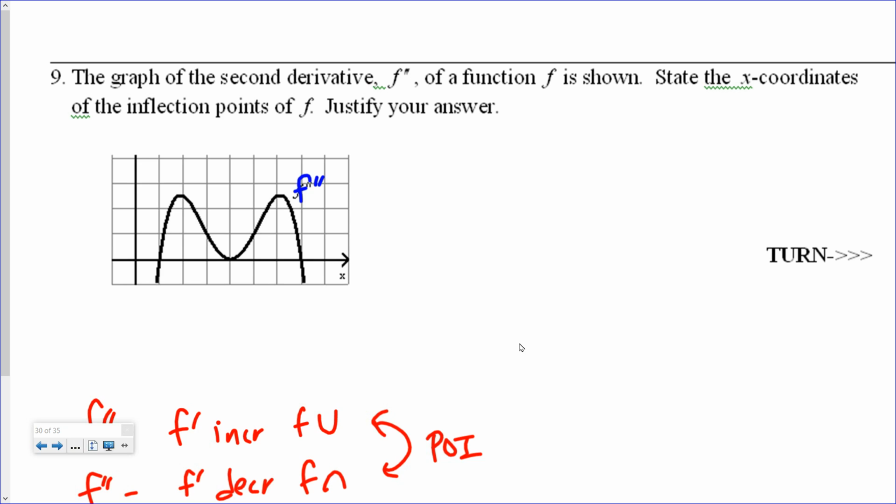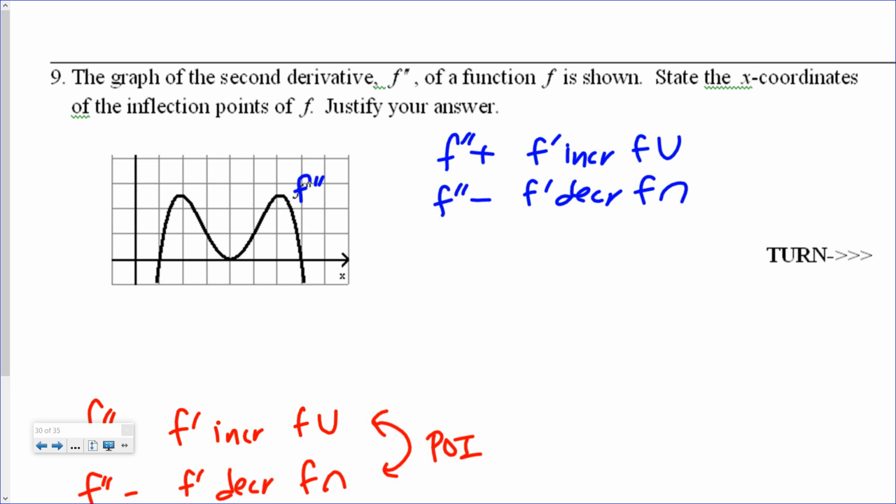State the x coordinates where there's a POI of F. F is in another room. You cannot see F. But what do you know about F? When F double prime is positive, F prime is increasing and F is concave up. And when F double prime is negative, F prime is decreasing and F is concave down.